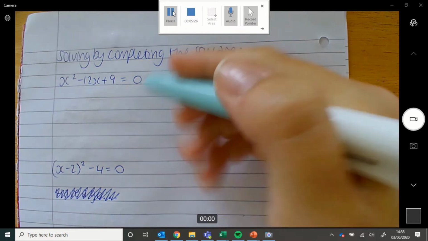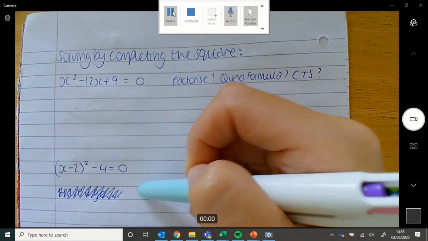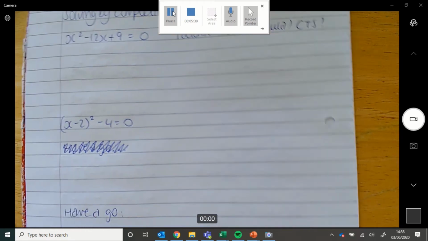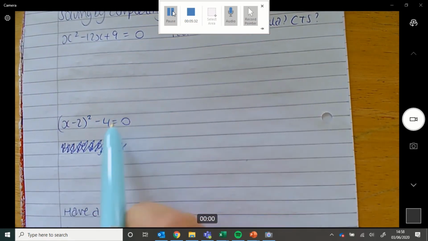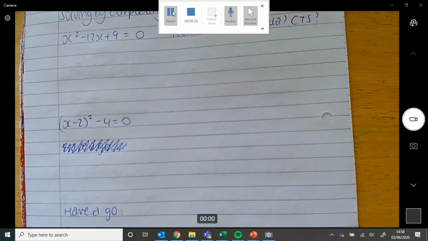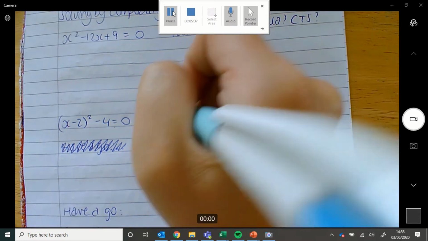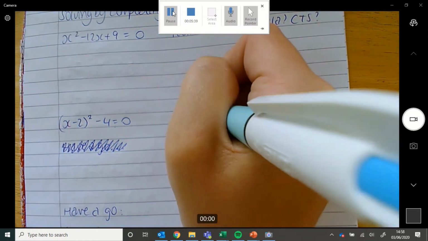Okay, I'm going to come back to this example and do it in full. But first I want to have a go at this. So I've got it in completed square form and I've got it equals 0, so I know it can be solved. Okay, I'm going to do my stages of working out as I would do them.